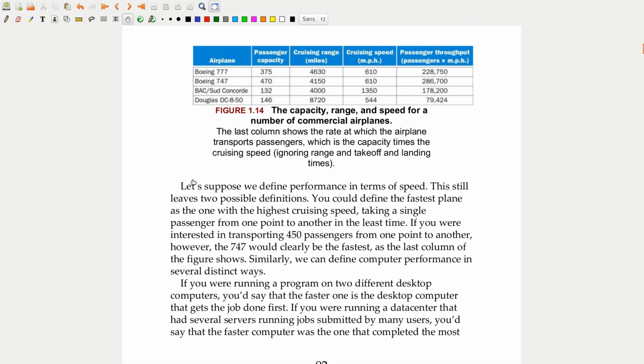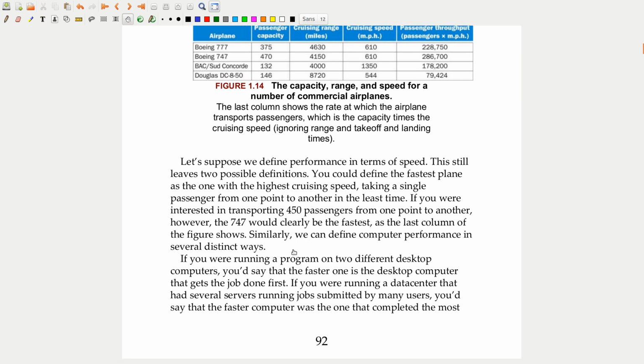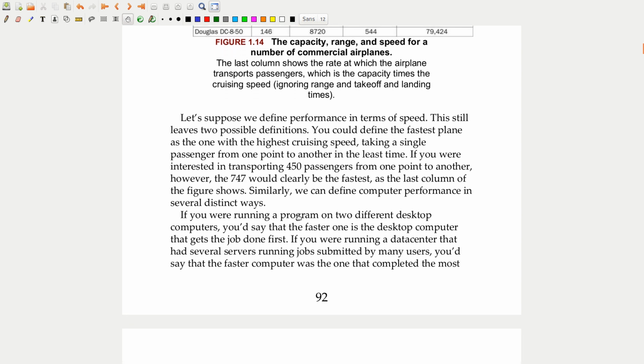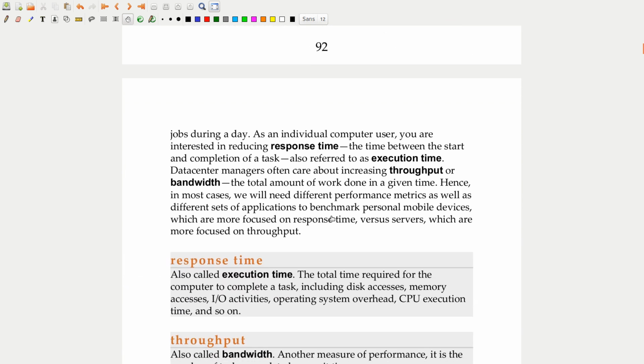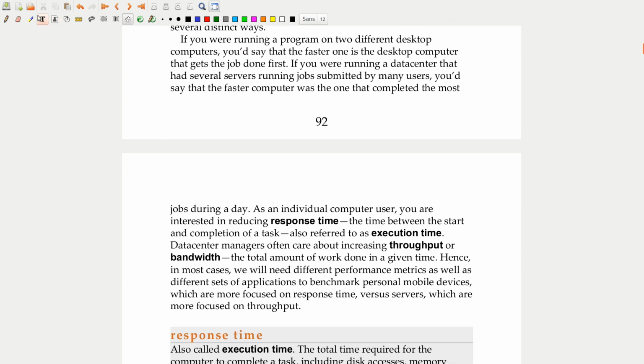So here we go. Let's suppose we define performance in terms of speed. This leaves two possible definitions. You could define the fastest plane as the one with the highest cruising speed, taking a single passenger from one point to another in the least time. If you were interested in transporting 450 passengers from one point to another, however, the 747 would clearly be the fastest, as the last column of the figure shows. So basically, it's exactly what we went over. There's a lot of different ways that we can measure performance. And so this is what we're going to define down here, and a couple metrics that are very, very common.